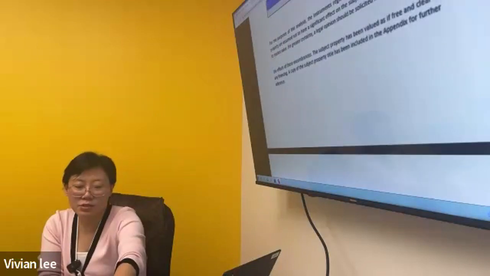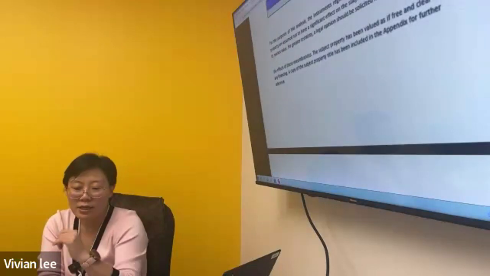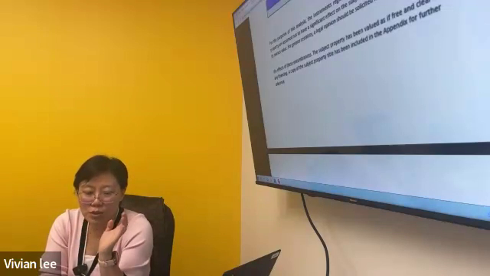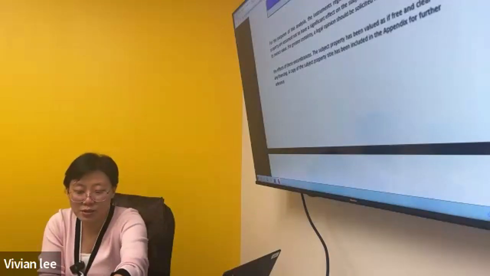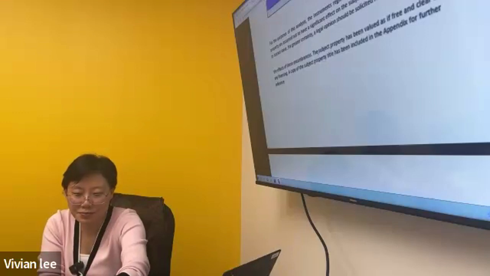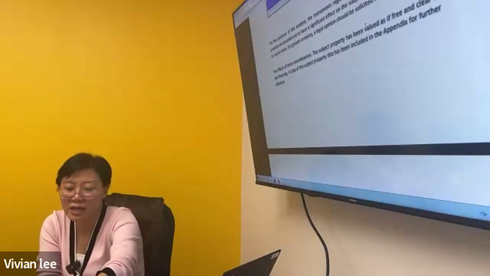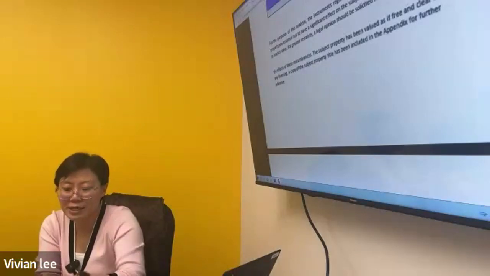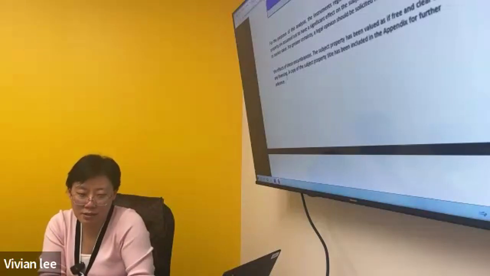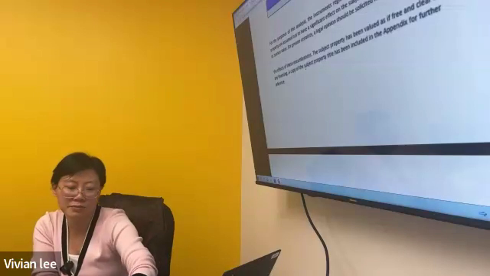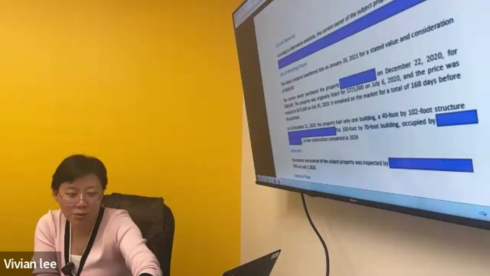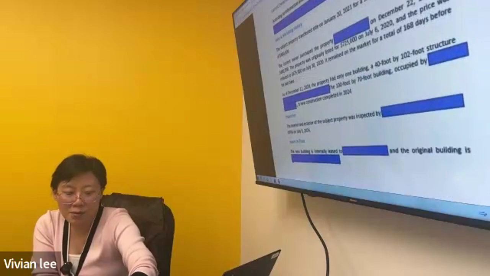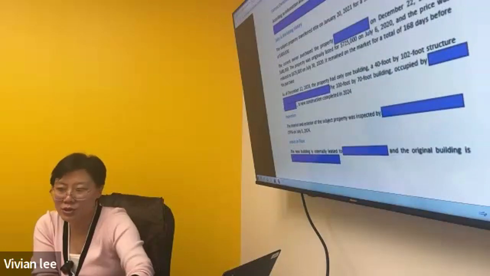But here's the thing though. For the purpose of analysis, in this last sentence, the subject property has been valued as if free and clear of any financing. Okay, so it's been valued as if there's no financing on top of it. And then they talk about ownership. They talk about the transaction. So that's what we were talking about there too.